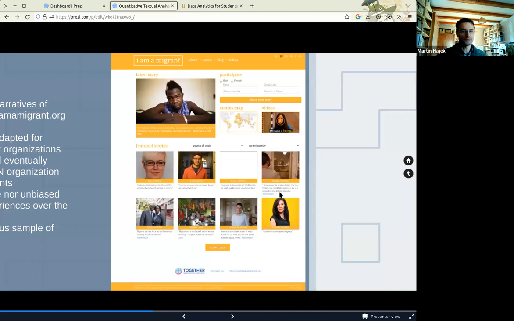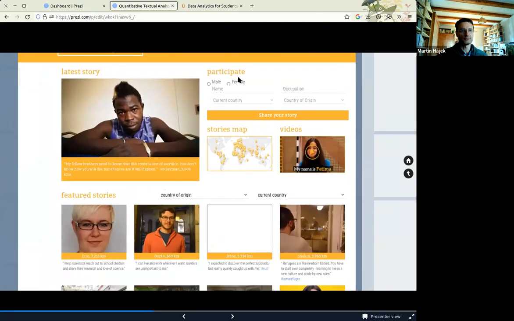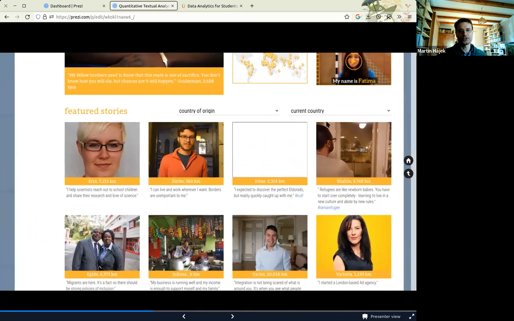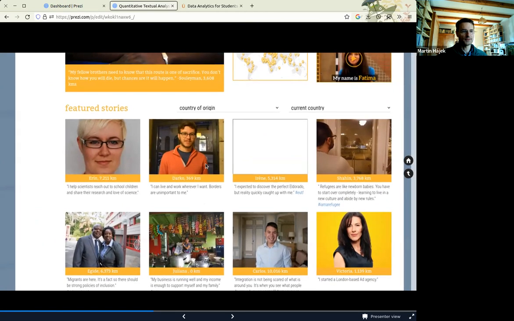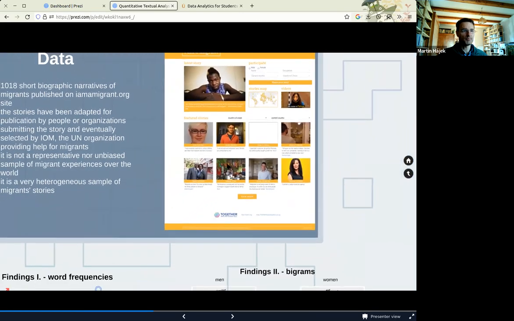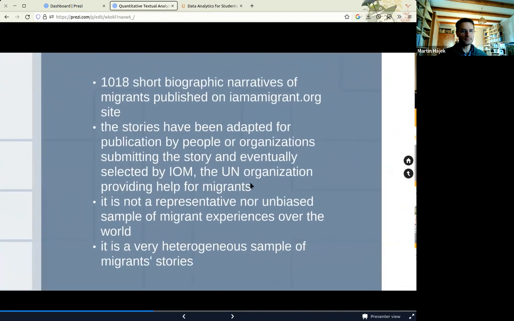There are these pictures of migrants with their stories, and there are always the distance they traveled from the country of origin to the target country, current country, and you can search for male stories, female stories, occupations, names, and country of origin and current country. And if you click, you can see the whole story. This is the web page.